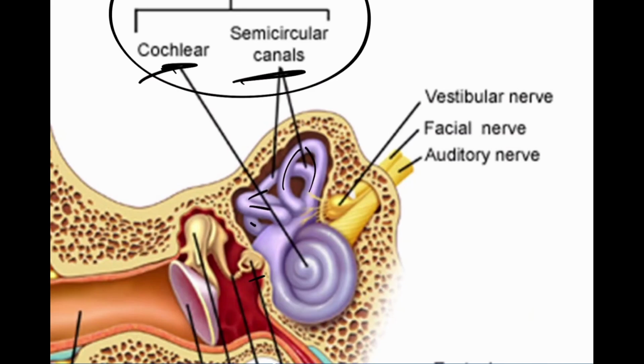So I know if I'm walking forward, I know if I'm on my side, I know if I'm on this side, all because of these semicircular canals. They help with position sense. Where's your head?